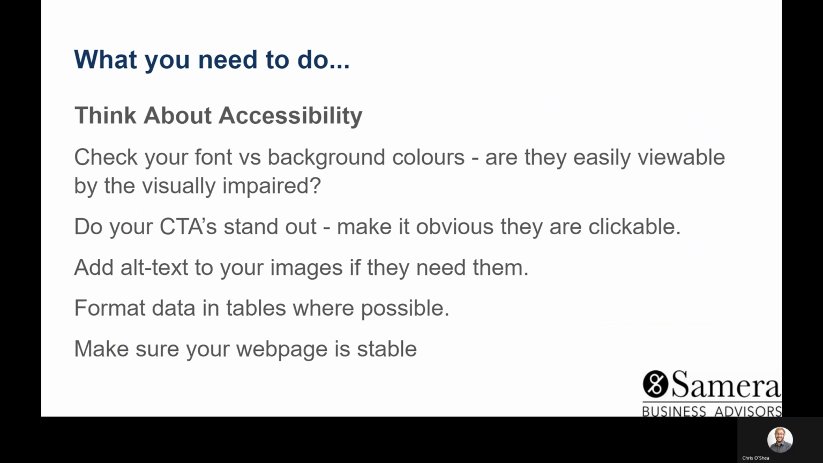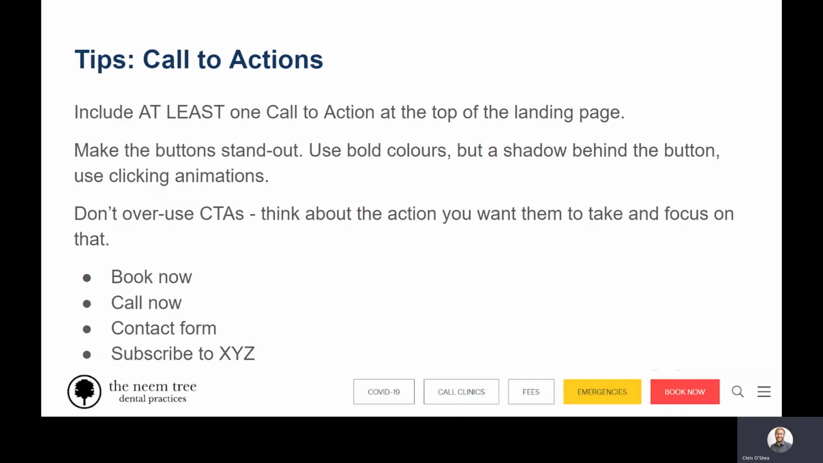Easy as that. Think about accessibility, check your fonts and backgrounds, make sure that if you're colorblind, you can still see them. If you've got visual impairment, you can still see them. Again, just Google it. Google accessibility website check, and it will tell you exactly what you need to do.